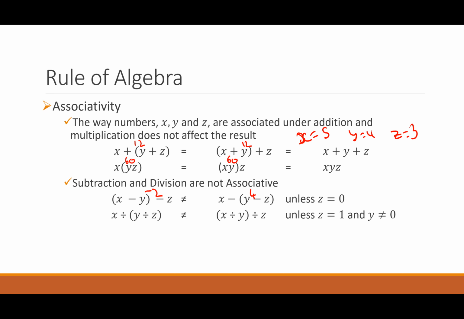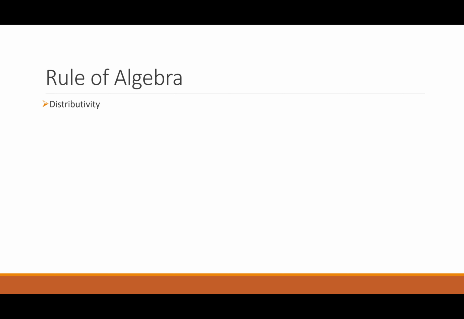And division, same thing, we'll just do the example. 5 divided by 4, divided by 3, so this is 5 over 4 divided by 3, which equals 5 over 12. And on the right side, if you're looking at 5 over 4 over 3, which equals 15 over 4. They are different results. Okay, very important.